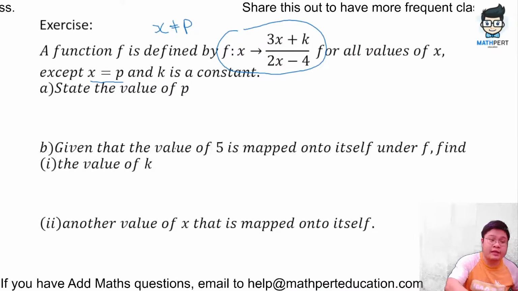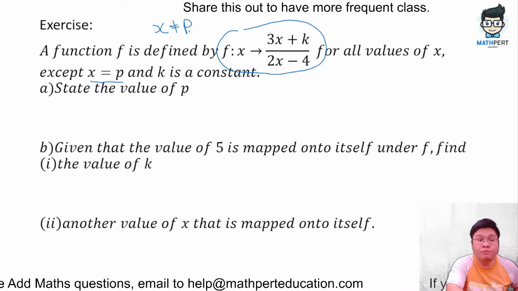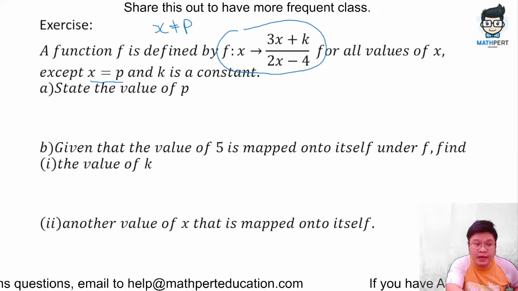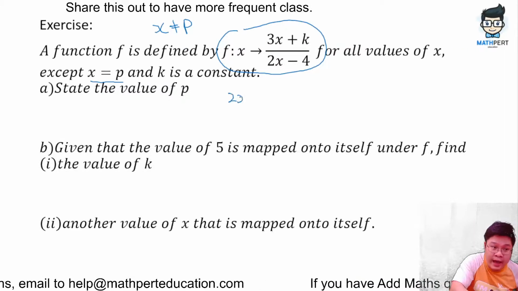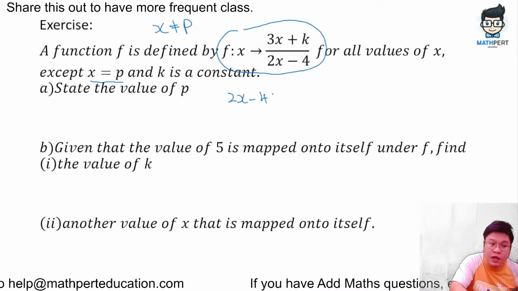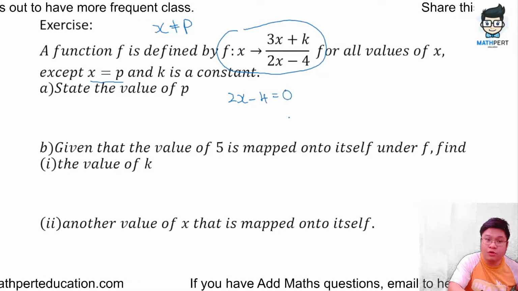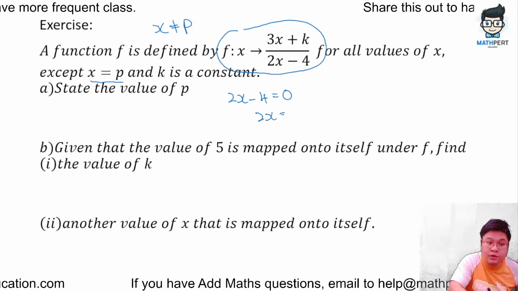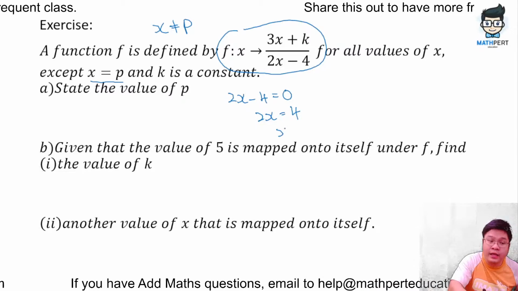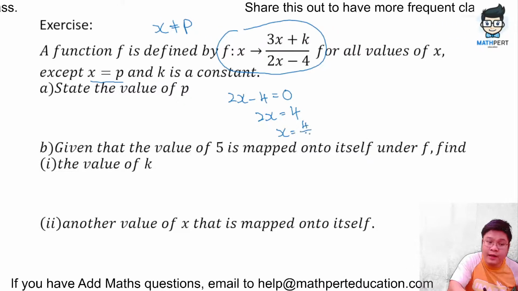So since they are telling us x does not equal p and we need to find the value of p, I can say that 2x minus 4 equals 0. So 2x is equal to 4. x will be equal to 4 divided by 2, which is 2.